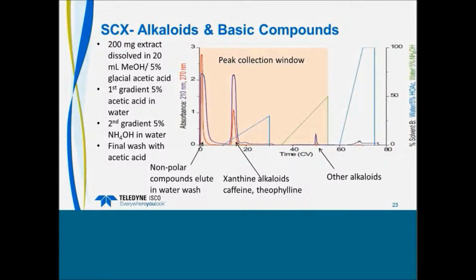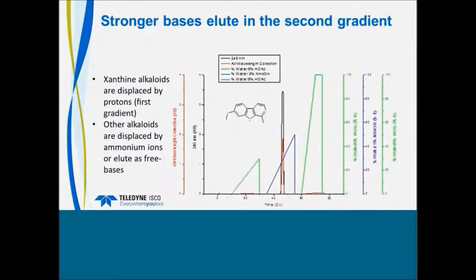The strong cation exchange is very good for alkaloids and basic compounds. This was green tea extract. 200 milligrams of extract was dissolved in 20 mL of methanol, to which I added 5% glacial acetic acid to ionize the alkaloids. When I ran the column, I first did a water wash up to about 10 column volumes. This washed off anything that was neutral and anything that was acidic.